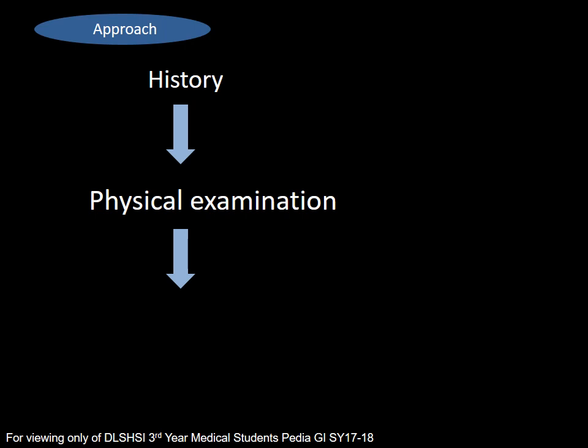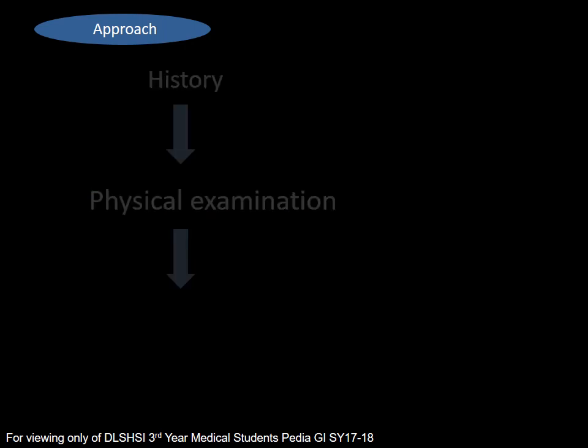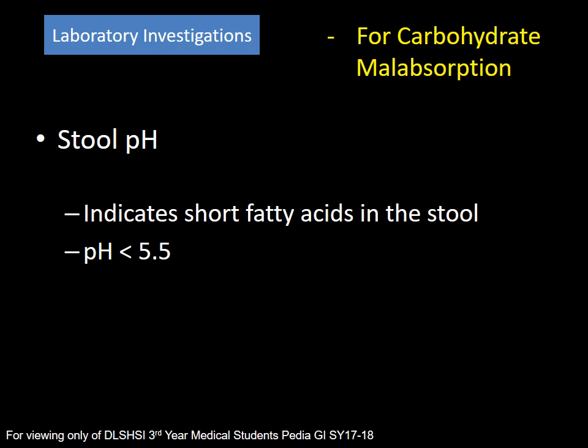How about diagnostics? What to request among these patients? For patients with suspected carbohydrate malabsorption, one may request stool pH, in which if it is less than 5.5, it may indicate short-chain fatty acids in the stool.